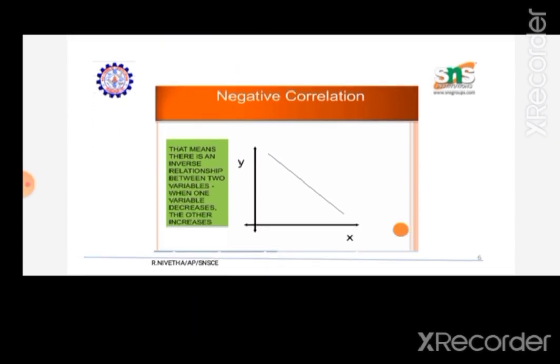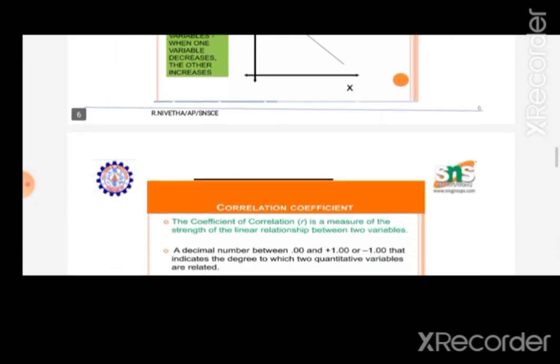Next one is negative correlation. Negative correlation is nothing but an inverse relationship between two variables, when one variable decreases and the other increases. For example, in this graph, if x increases and y decreases, that is said to be an inverse relation. An inverse relationship is called negative correlation.